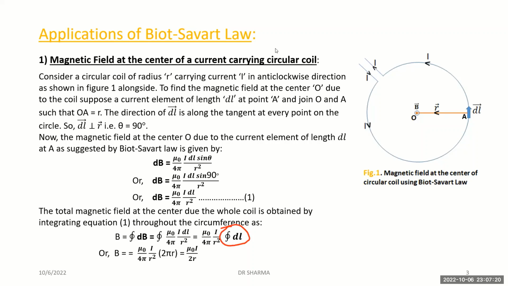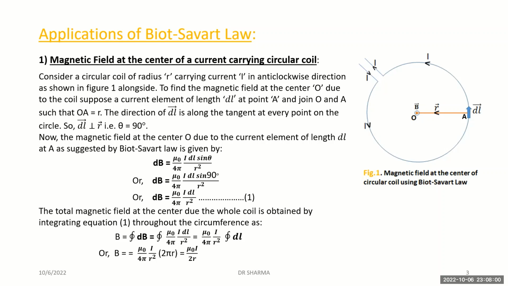Integration of dl means adding dl throughout the circumference of the circle. That gives the circumference itself. So circumference is 2 pi r. The value of integration dl throughout the circumference of the circle is 2 pi r. That is the circumference itself. Now, by simplifying, you get B is equal to mu naught I by 2R. This is the total magnetic field at the center O.